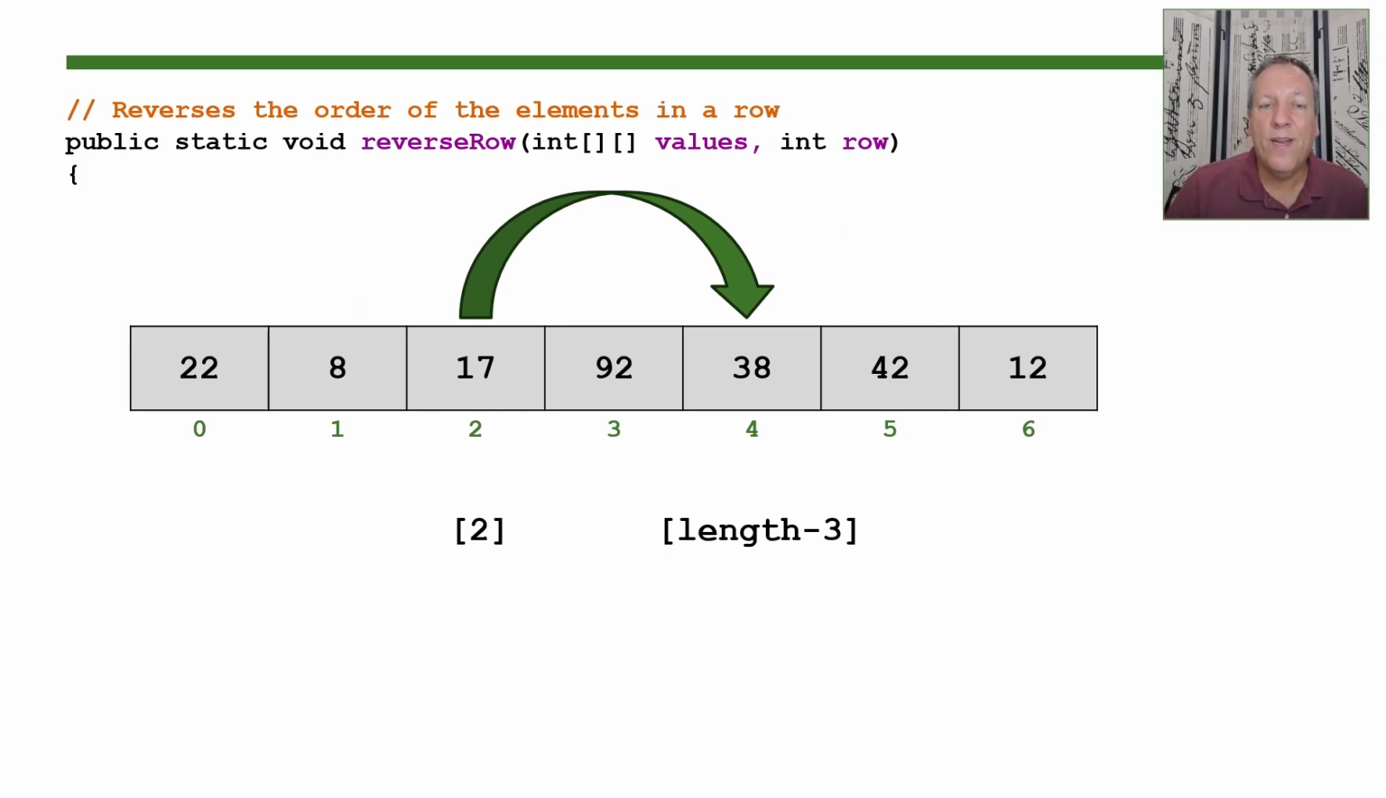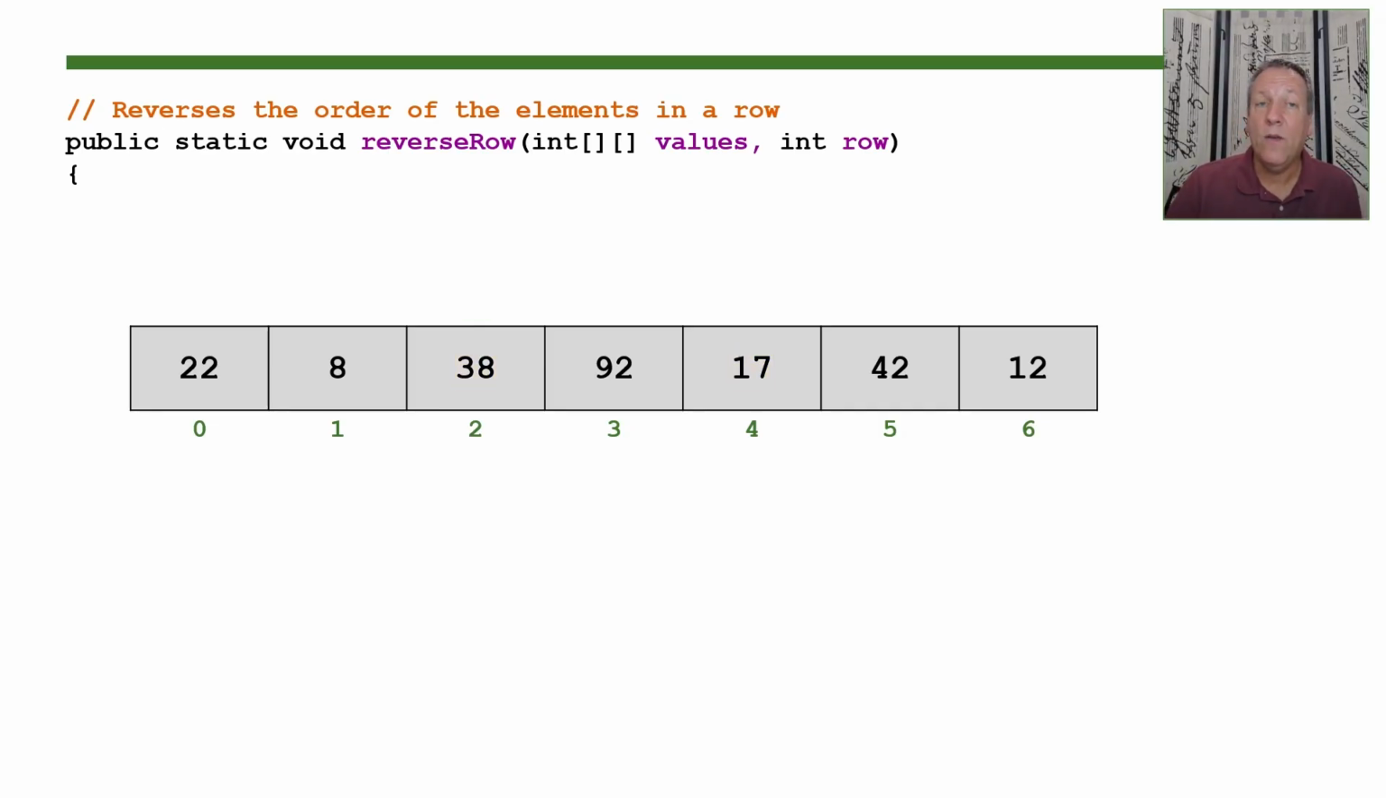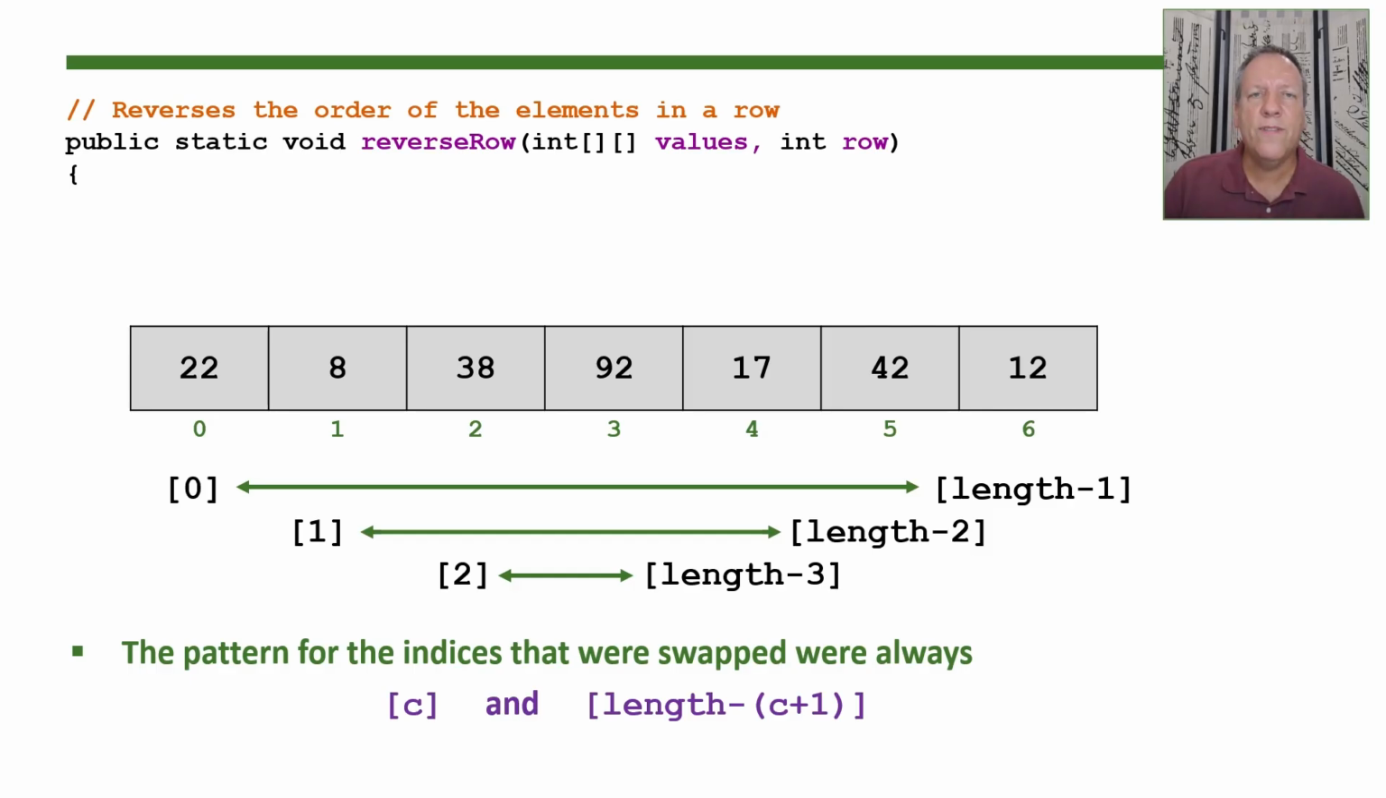Then we'll swap the value at index 2 with the value at index row length minus 3. So 38 and 17 have switched. And with 92 remaining where it is, that's it. Our row has been reversed. So that's our algorithm. And I want to point out a couple of things. First, notice the pattern for the indices of the values that were swapped. Index 0 swapped with index length minus 1, 1 swapped with length minus 2, and index 2 swapped with index length minus 3. Index C always swapped with index length minus C plus 1.